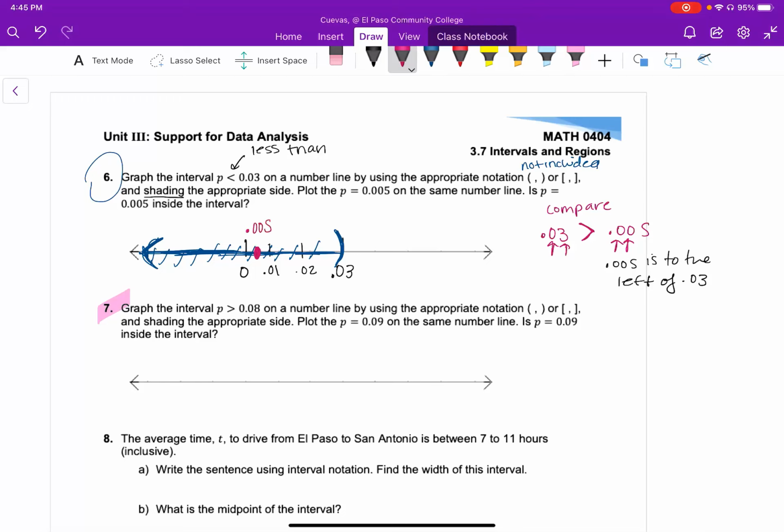Right, so it says plot p equals 0.005 on the same number line we did. Is p inside the interval? Well, because we put all of this beautiful picture together, we know that p equals 0.005 is inside the interval. Well, part of this is your answer, all of it. It asked you to graph, it asked you to shade, it asked you to use the correct notation, and it asked you a question if it's inside the interval. So all of this entire thing is your answer. Please do the same for number 7.